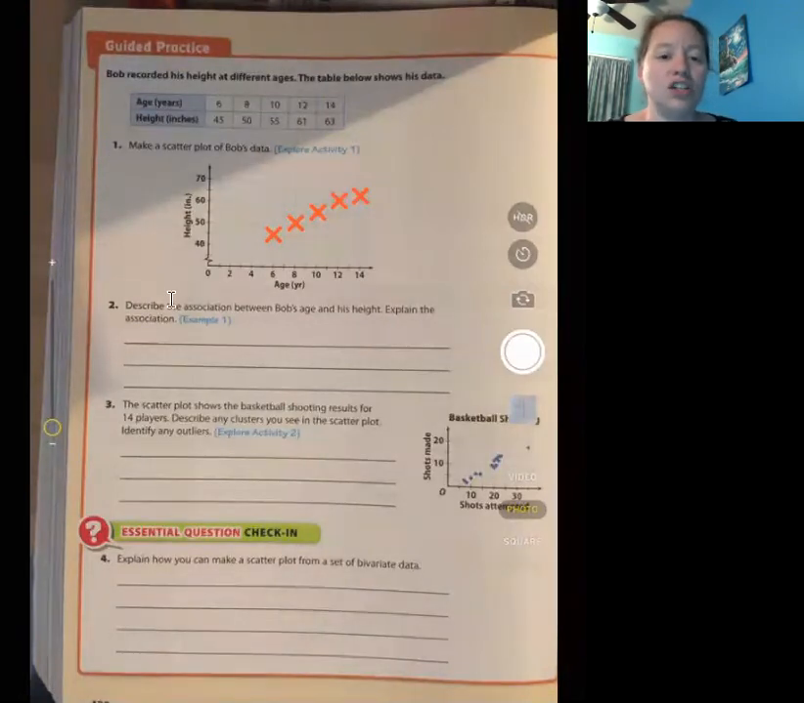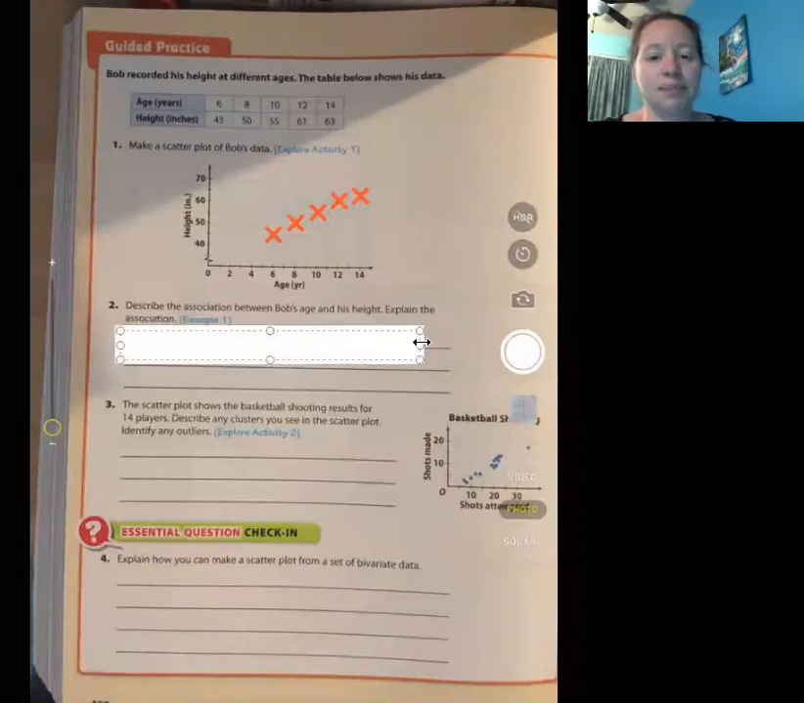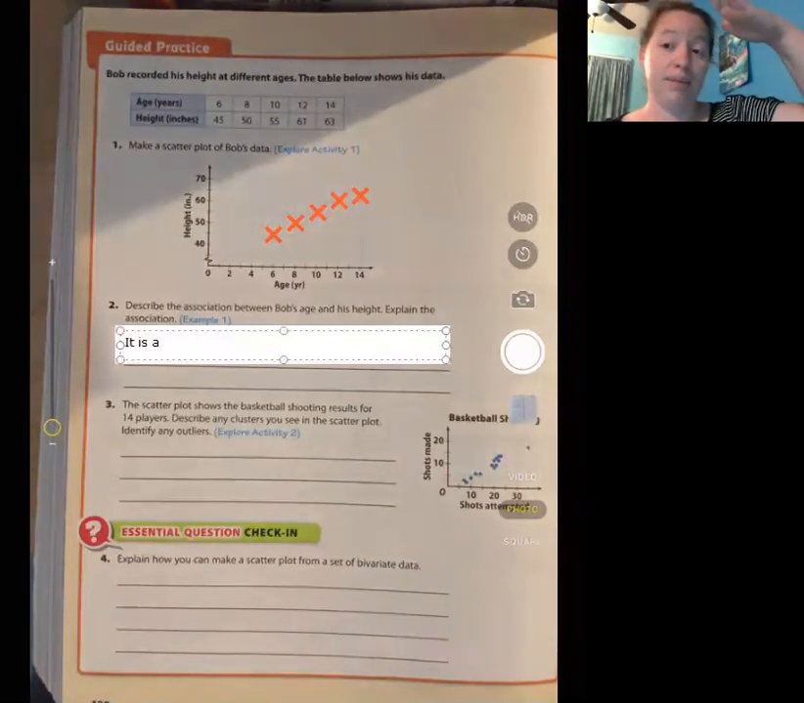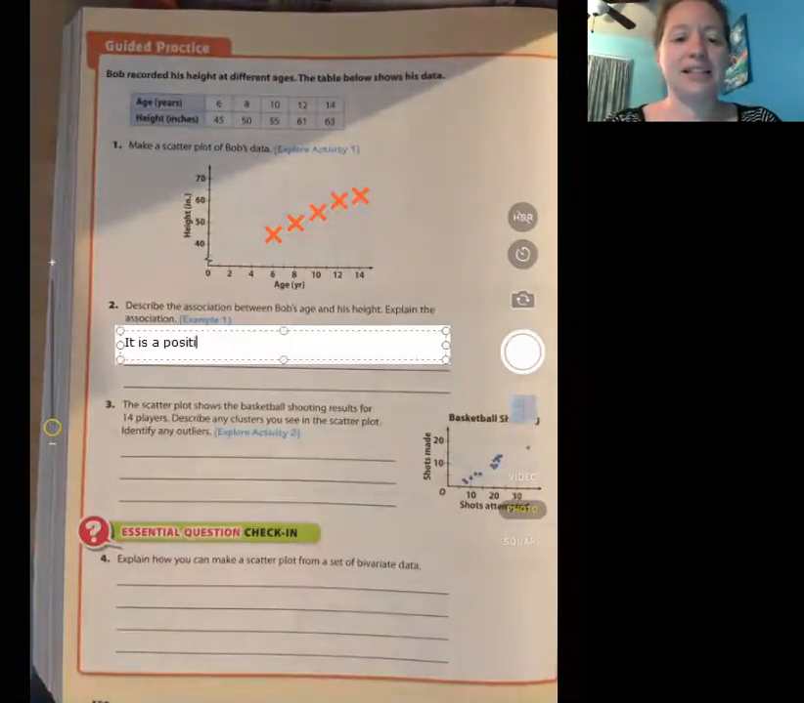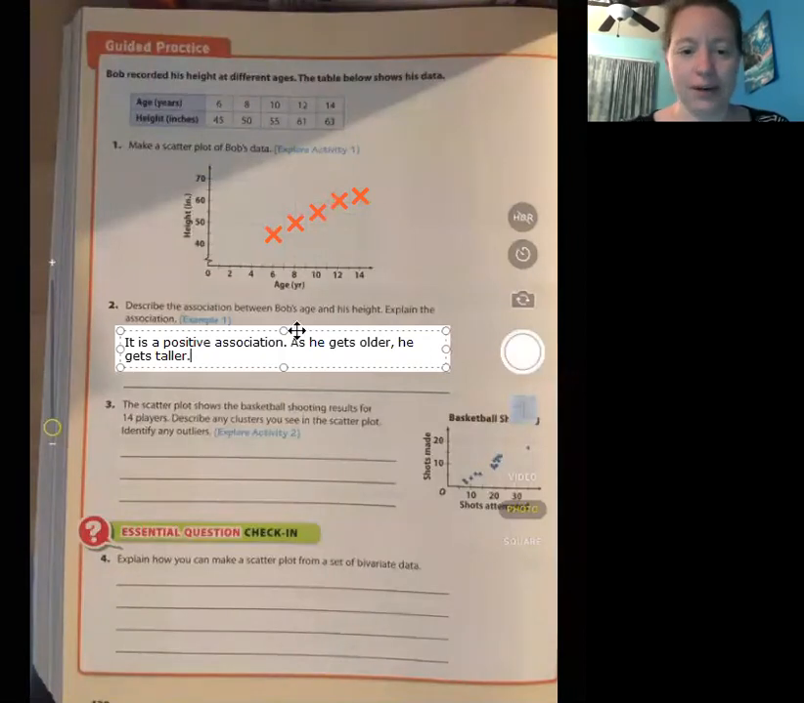Describe the association between Bob's age and his height. Explain the association. So is it positive or negative? Is it going higher, positive, or lower, negative? Positive. It is a positive association. As he gets older, he gets taller. There you go.